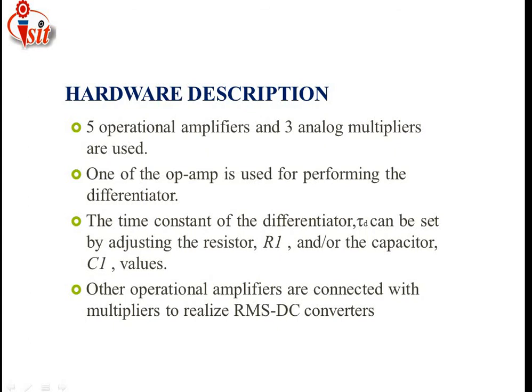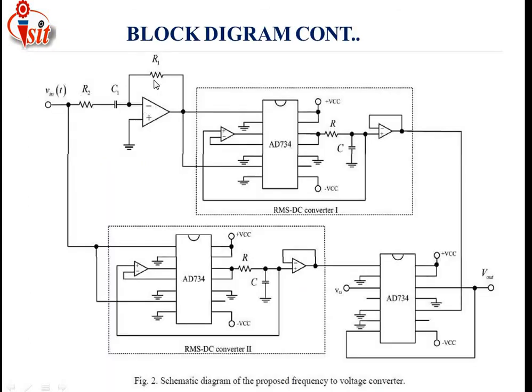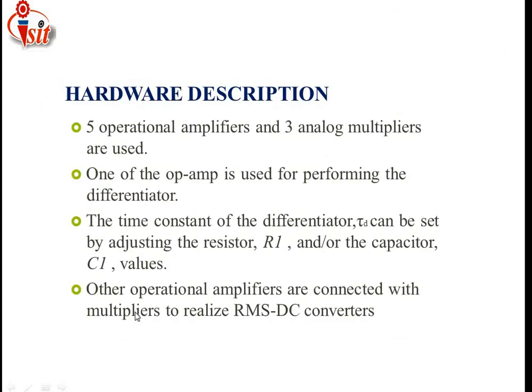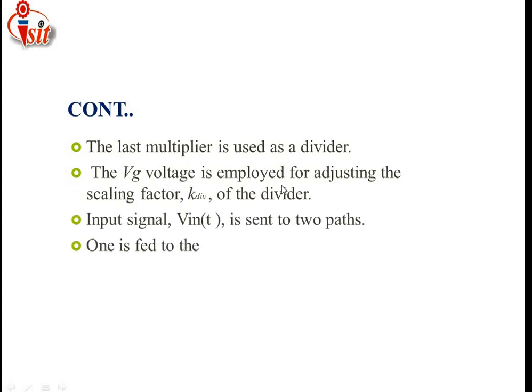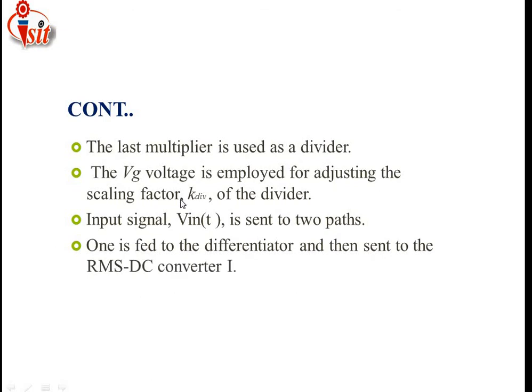That means R1 and C1 decide how the output will be generated via this circuit. Other operational amplifiers are connected with the multipliers to realize the RMS DC converter, that is the root mean square direct current converter. Along with that, the last multiplier is used as a divider. The voltage VG is employed for adjusting the scaling factor K div of the divider.